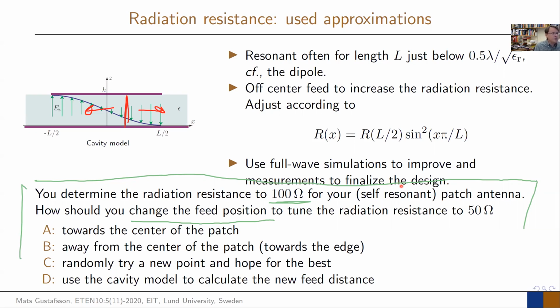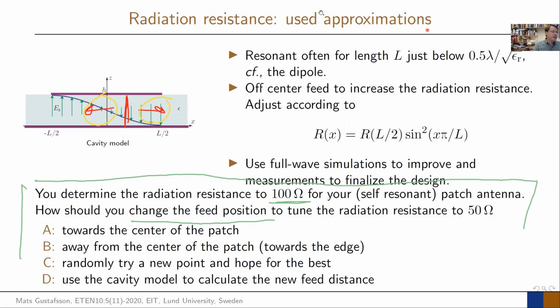So the options here are: A, you move it towards the center, which means that you move it in this direction. B, you move it away from the center towards the edge. That is this one here. C, you randomly pick a new point. So probably not a good option. It happens sometimes that people do it. And D, of course, you use a cavity model to calculate the new feed distance. And of course, there can be more than one that is correct. So let's make that a poll for these cases.